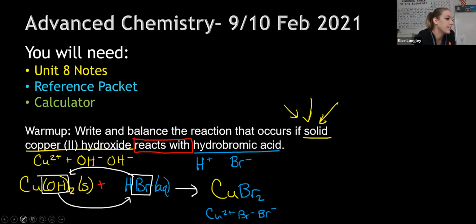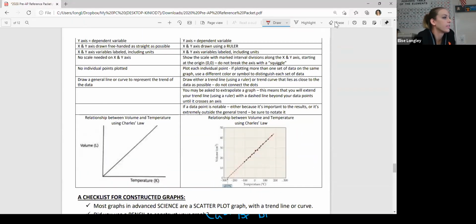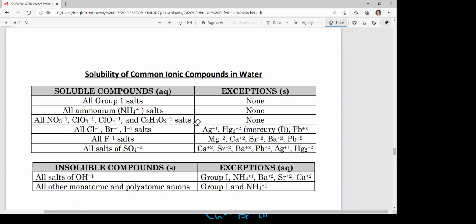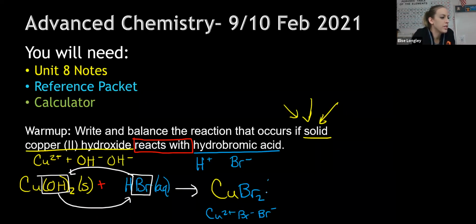And then what phase state is this? What phase is this? CuBr2. It's aq. Yes, because we see bromide salt, okay? And we don't have any coppers here as an exception, so this must be aqueous. So we end up with CuBr2 aqueous, and then that is going to be plus the other product. So good job, Evangelina.